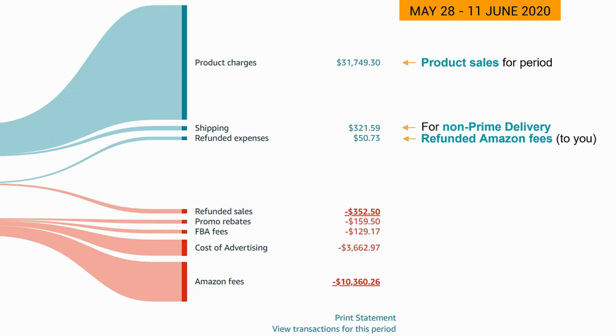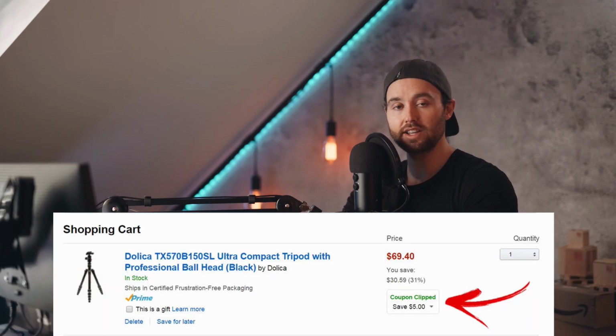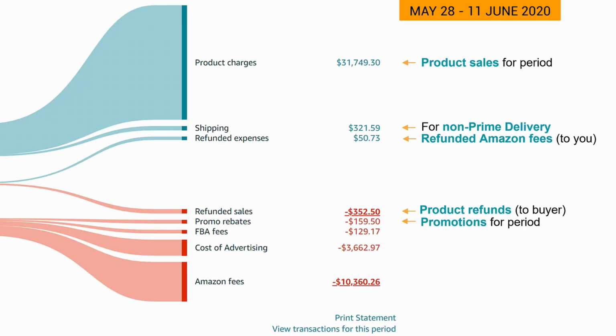And then in the red area here, we start off with refunded sales, and that is product refund. So if a customer returns a product they bought from you, of course, those funds are now going to be taken back from you and given back to the customer. So these are product refunds going to that original buyer. And promo rebates. So these are promotions for the period. You may have run specific promotions during this time, but whatever promotion those customers have applied, of course, is going to come off your sell price. It's going to come off your account.